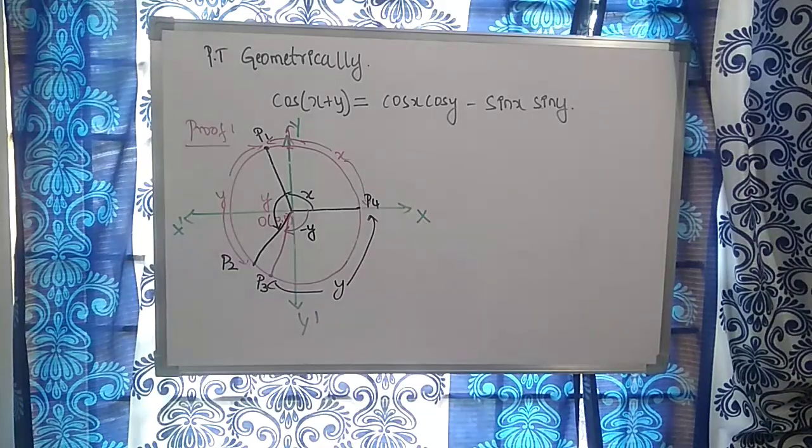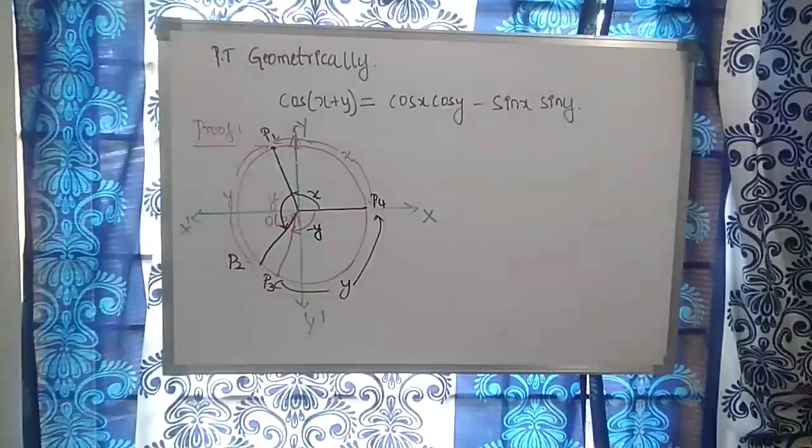It is the first step. Let me recall. First step, we have to consider a two-dimensional system. Second step, in that we consider a unit circle with the center as the origin. Unit circle means the radius is 1 unit. Then third step, treat OP4 as the initial line. Rotate from OP4 to OP1.